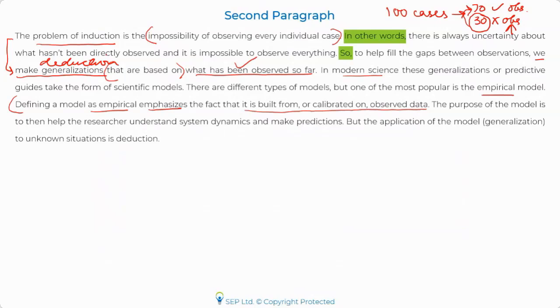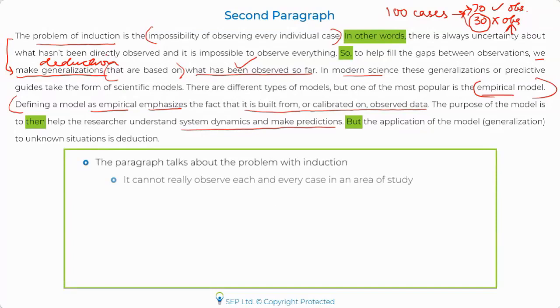The purpose of this empirical model is to help the researcher understand system dynamics and make predictions. Okay, so this is the end purpose of this empirical model. It is used to understand system dynamics and make predictions about that system, whatever is going to take place. But the application of the model to unknown situations is deduction. The application of the model is a generalization, isn't it? You are applying it to a general situation, to unknown situations, which is known as deduction. So basically the development of the model is done through induction, but the application of the model is basically deduction.